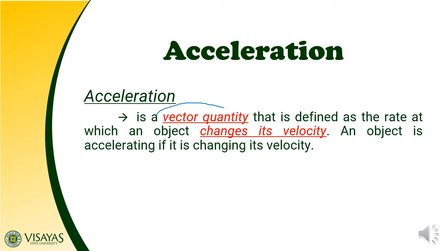acceleration is a vector quantity, meaning it focuses on both the magnitude and direction of the motion of an object. And also, an object is accelerating if it is changing its velocity. But if an object is moving at constant velocity, the object is not accelerating. So the condition here is that when the velocity is changing, then the object is accelerating. So just remember this condition.